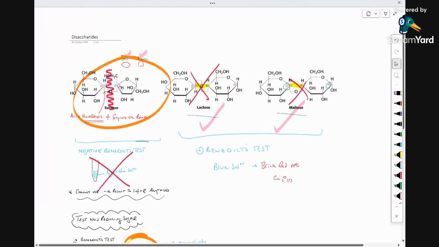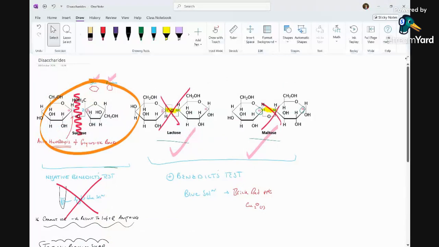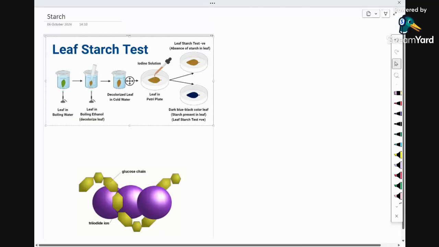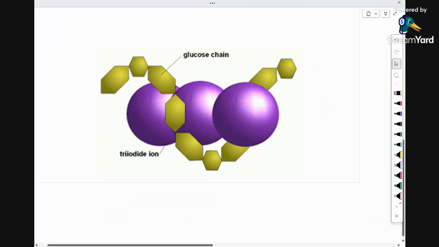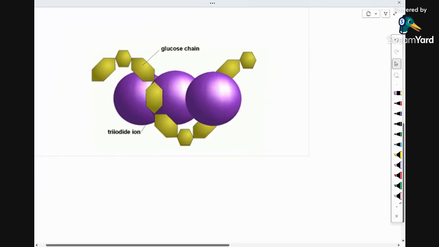Right, that's the complicated one done. So that's testing for reducing and non-reducing sugars. We're now just going to look at how to test for starch, which is even easier. And this whole test relies on the fact that we use iodine solution.